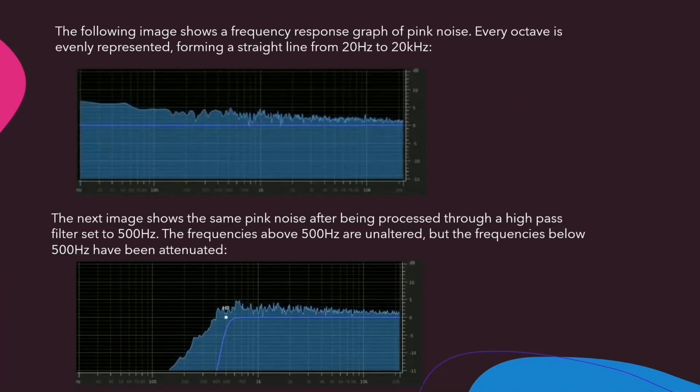The following image shows a frequency response graph of pink noise. Every octave is evenly represented, forming a straight line from 20 Hz to 20 kHz. The next image shows the same pink noise after being processed through a high-pass filter set to 500 Hz. The frequencies above 500 Hz are unaltered, but the frequencies below 500 Hz are being attenuated.